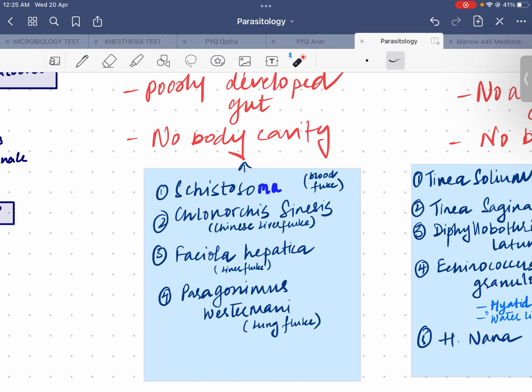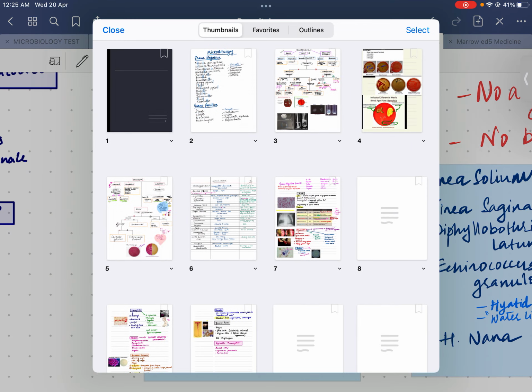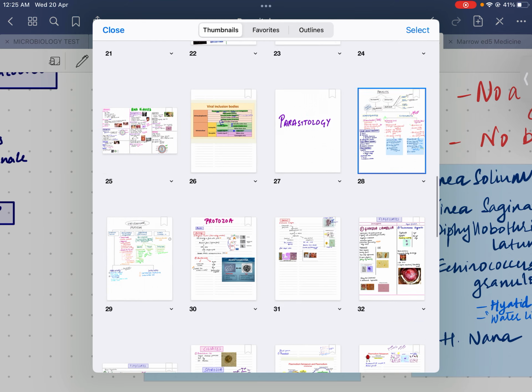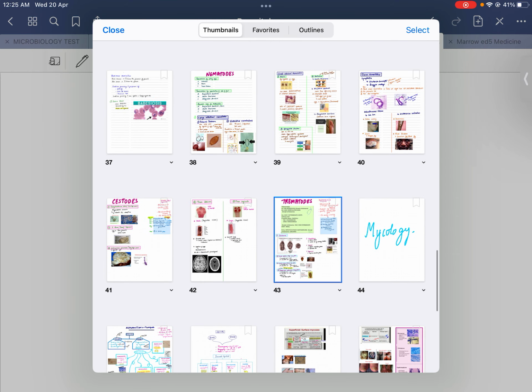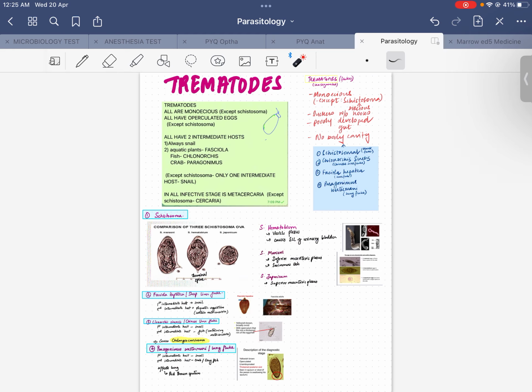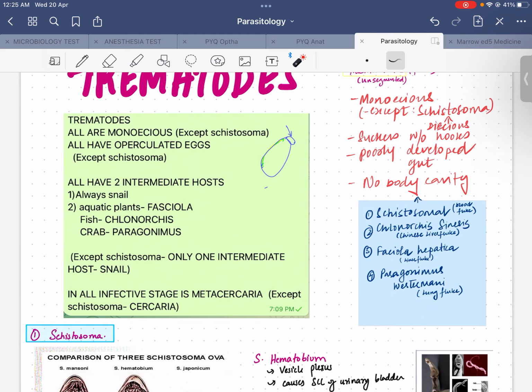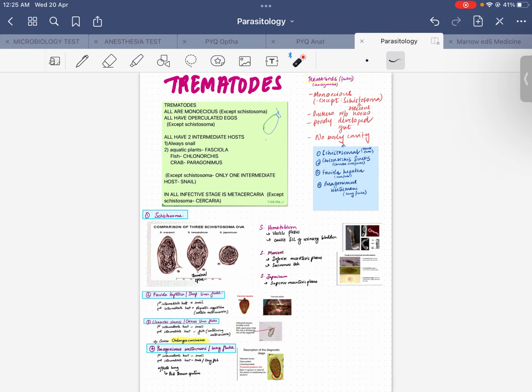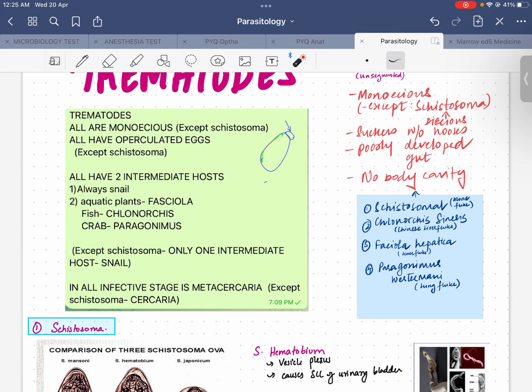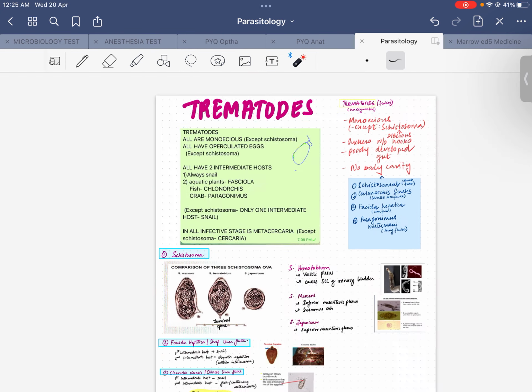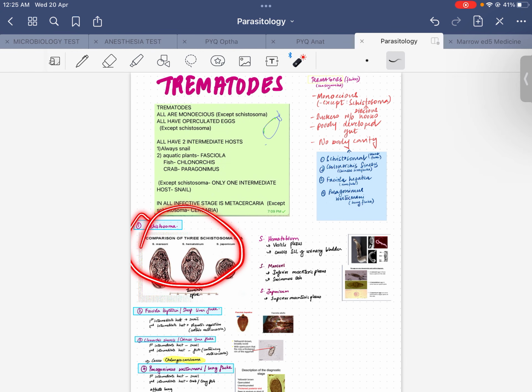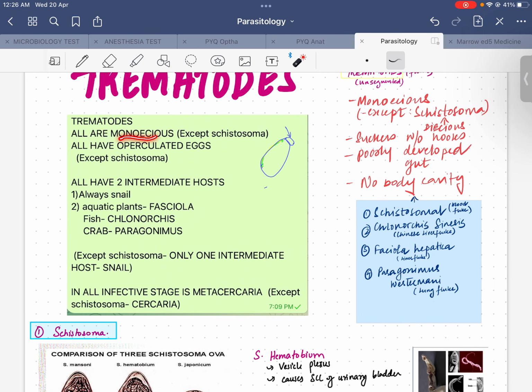Now let us study in detail what it causes. One thing before we start: in trematodes, every time the exception is schistosoma. For example, all are monoecious except schistosoma. All have operculated eggs. What's an operculated egg? It is an egg which will have a lid-like structure. That lid-like structure is called operculum.